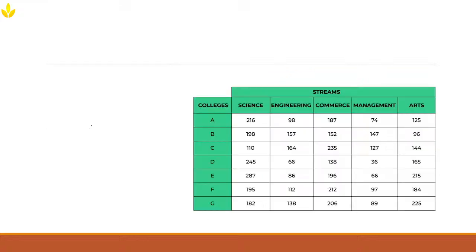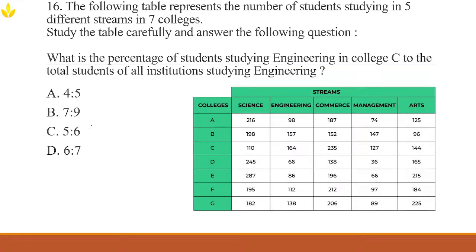Okay. So the next question, even this is regarding the data interpretation kind of question. The following table represents the number of students studying in 5 different streams in 7 colleges. Study the table carefully and answer the following question. What is the percentage of students studying engineering in college C to the total students of all institutions studying engineering? So can you guys solve this and get me the answer?